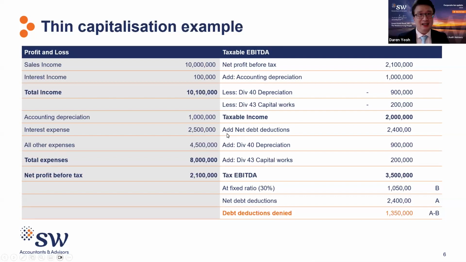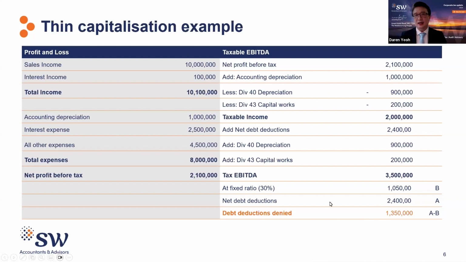Firstly, add back the net debt deductions of 2.4 million, which is interest expense minus interest income. You then add back your Division 40 and 43 deductions to arrive at your tax EBITDA. Multiply that by the fixed ratio of 30% and compare that to the net debt deductions. If the net debt deductions exceed this number, then the excess is added back.